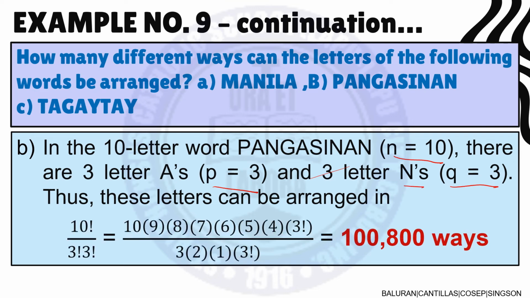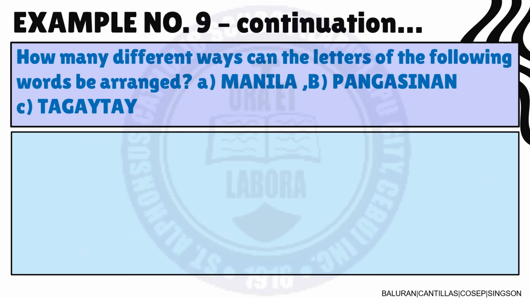Then we have 10 factorial divided by the product of 3 factorial and 3 factorial. Then rewrite 10 factorial. We stop at 3 factorial since our denominator has 3 factorial, so we can immediately cancel. Then for the other 3 factorial, just rewrite it as 3 times 2 times 1. Then simplify. So the correct answer is 100,800 ways.